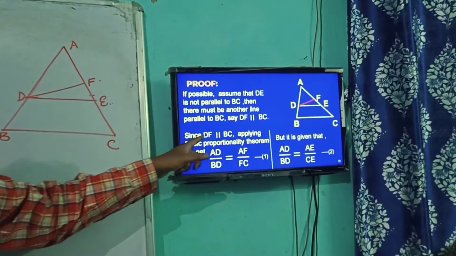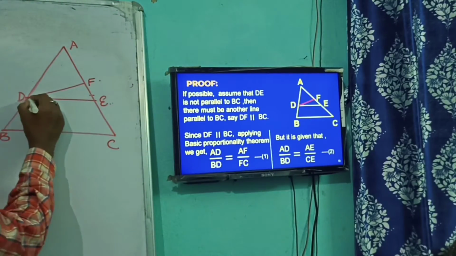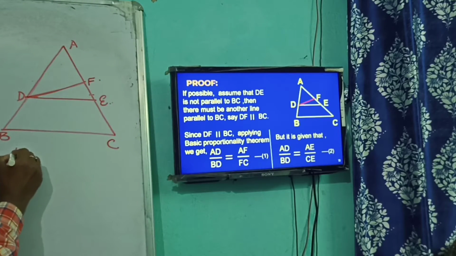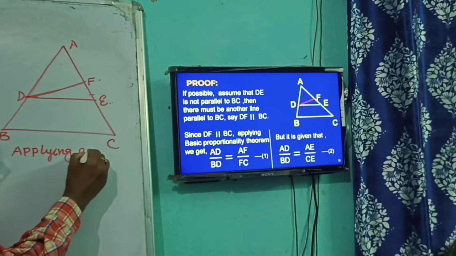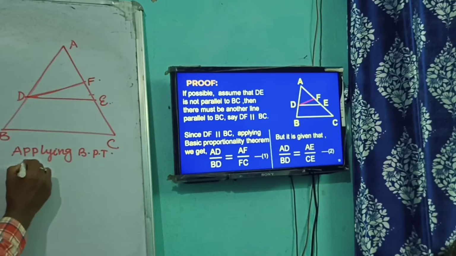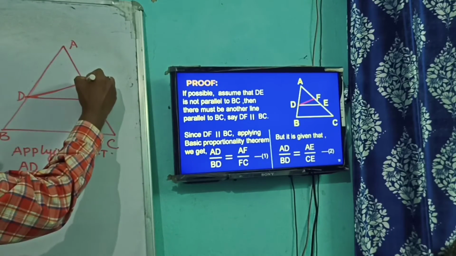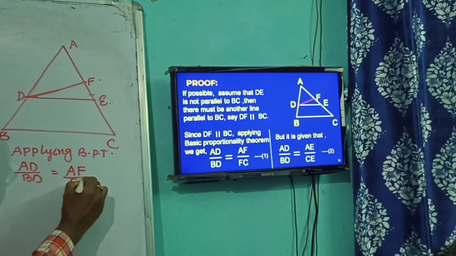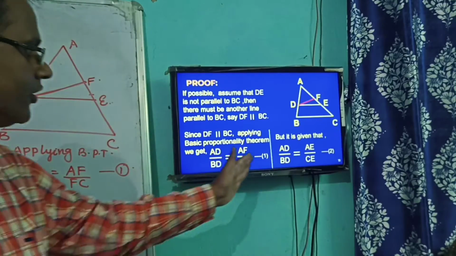Since DF is parallel to BC, applying the basic proportionality theorem, that is your BPT, what can I write here? AD upon BD is equal to AF upon FC. Let it be equation 1.